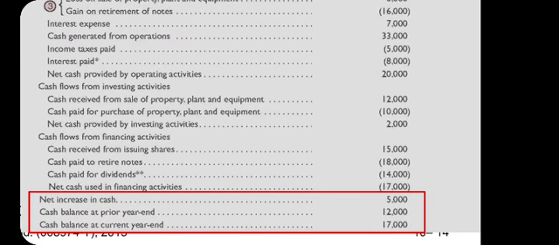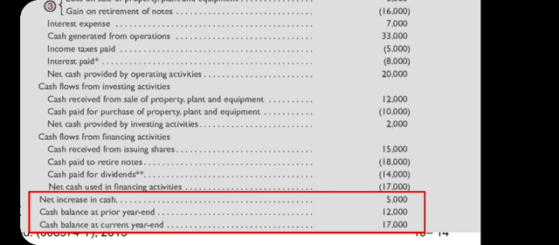After that, you calculate the net cash for the financing activities, and then you calculate the net increase or decrease in cash. You add all the net cash from operating activity, the net cash from the investing activity, and the net cash from the financing activity. You will get the figure for net increase or decrease in cash. In this example, there is a net increase in cash, 5,000.